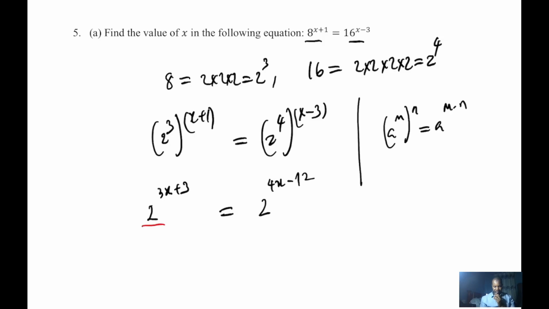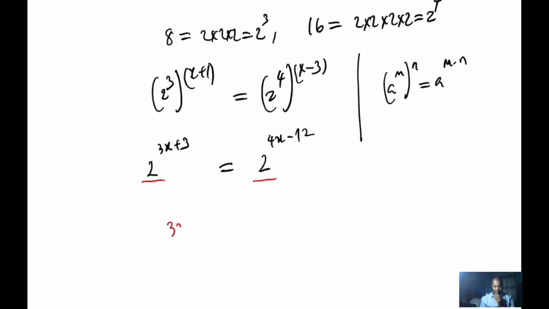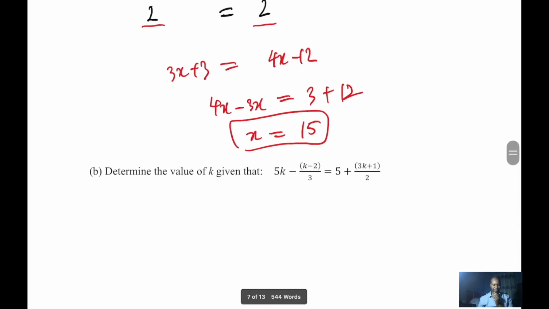Because the bases are the same, you have to compare the exponents only. And so I'll have 3x plus 3 equals 4x minus 12. Collecting like terms, I'll have 4x minus 3x equals 3 plus 12. You got it right? So you have x equals 15, dear students. And that is the solution for question number 5a.